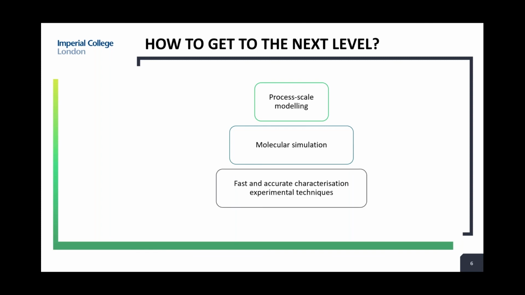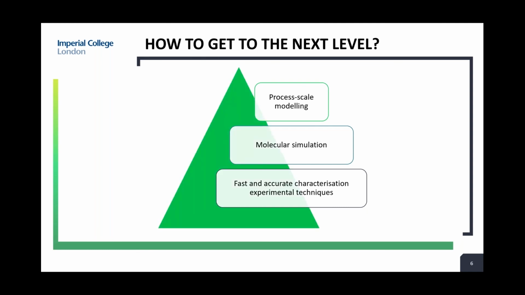Which leads us to the bottom pillar, and the one that I am focusing on. It's fast and accurate characterization techniques that provide crucial experimental data needed in order to help build and validate both molecular simulations and process scale modeling. So today I will present to you how we use dynamic vapor sorption technique as a single and rapid characterization technique to screen novel materials, and that it also considers several real-world industrial conditions altogether.